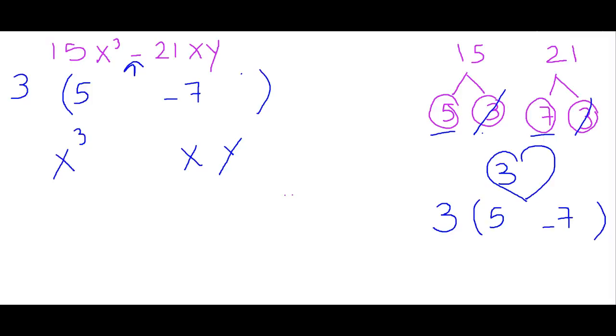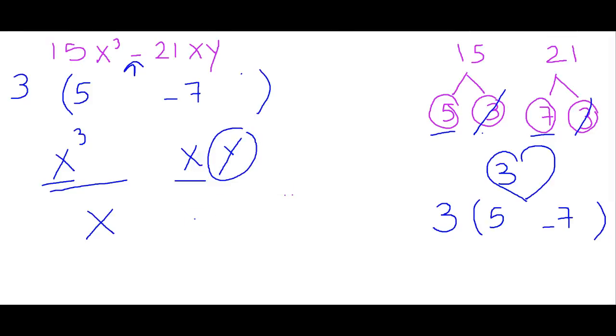Well, the common factor when it comes to variables means the variable with the least power. The common variable with the least power. So this is x cubed and this is x. So the variable with the least power is x. Now, there's no more letters or variables in the first term. We have a y here, but I cannot factor the y because it's not common. So y belongs only to the second term.